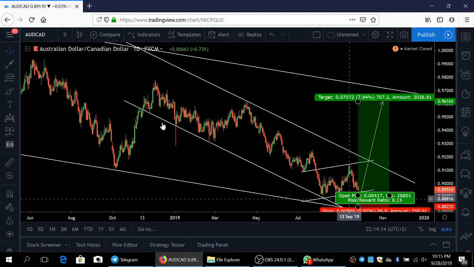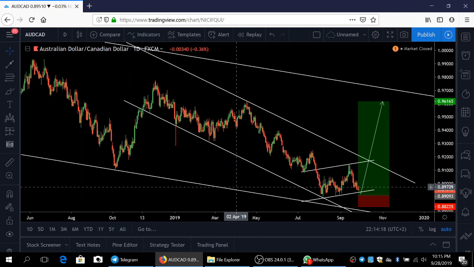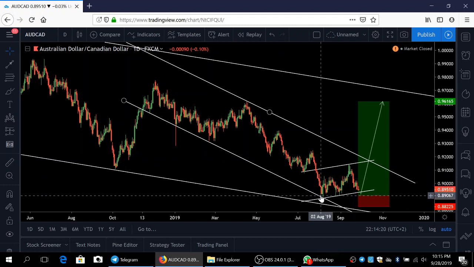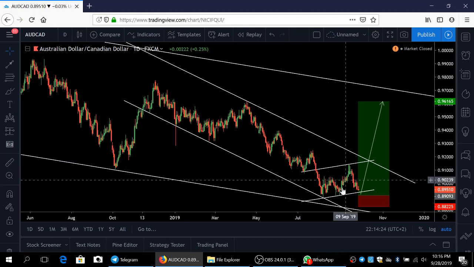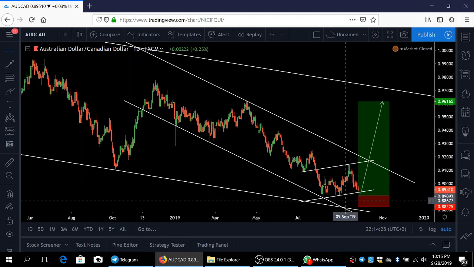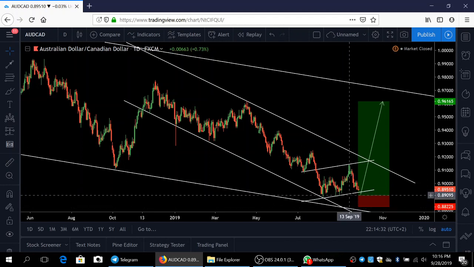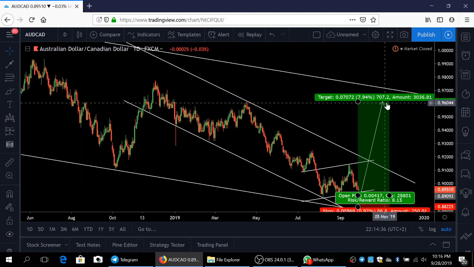Then we have a smaller structure, which is another descending channel, and inside that descending channel we have a small ascending trend line. When looking at the smaller structure, you can see that price has recently bounced off this bottom trend line and has begun a move to the upside, thus forming this small ascending channel. So what I'm expecting price to do now is to bounce off this bottom trend line here and give us a bigger move to the upside.